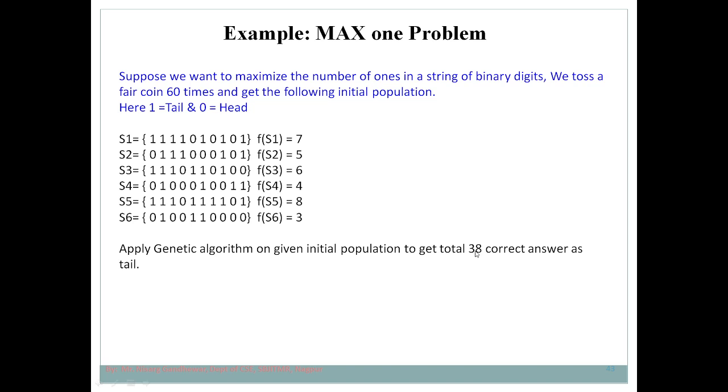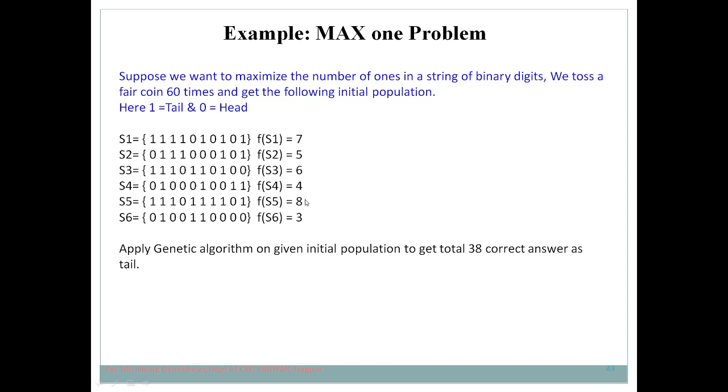So in case of genetic algorithm, termination condition is very important. In this case, termination condition is decided based on 2 criteria. One criteria is the number of iterations, that is, for how many iterations you need to apply this algorithm. And the second termination criteria is that you need to have some objective. That means in this case, our objective is to get a total of 38 tails.